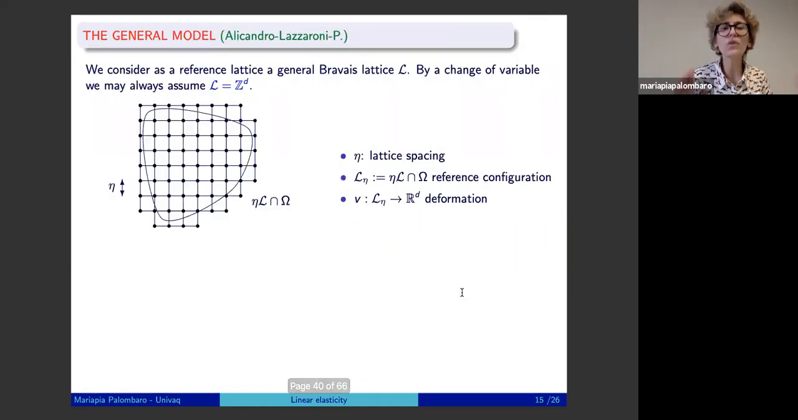Let's come now to the general model. So in our general model, we can have any Bravais lattice in any dimension. And by a change of variable, we can always assume that the Bravais lattice is the cubic lattice. So it's Z^d.